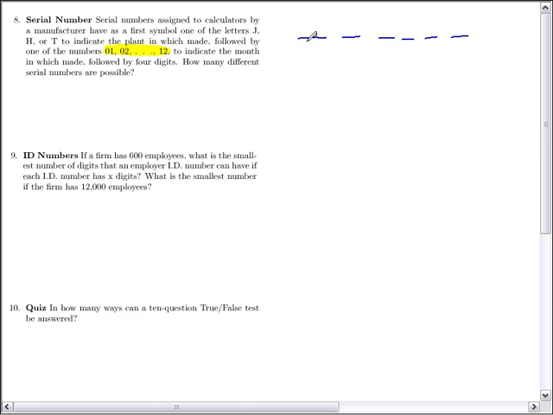So we go back to this. The first spot has a J, H, or T. So there are 3 letters that can go in that spot. 01 to 12, there are 12 symbols there for the months. And then followed by 4 digits. Well, those last 4 digits are numbers. When I think about a serial code, a serial number is a code, so you could have 0001, 0002, and you can have repeats. So each of these last 4 spots have 10 choices.